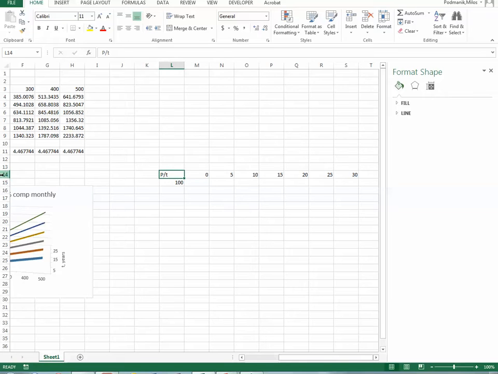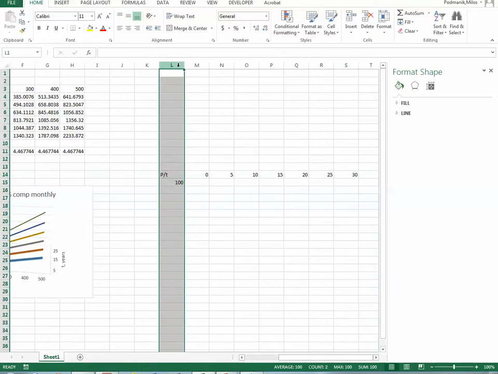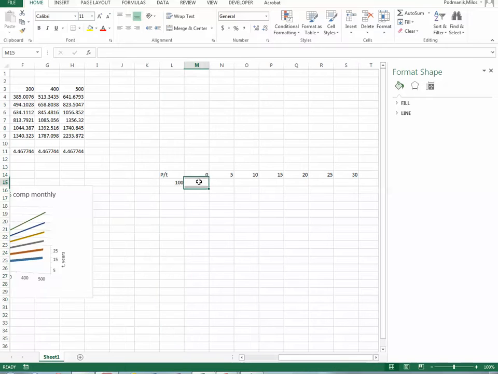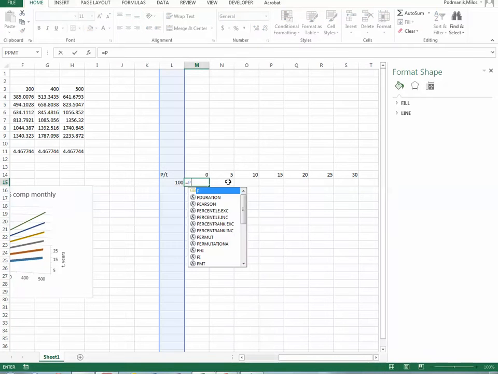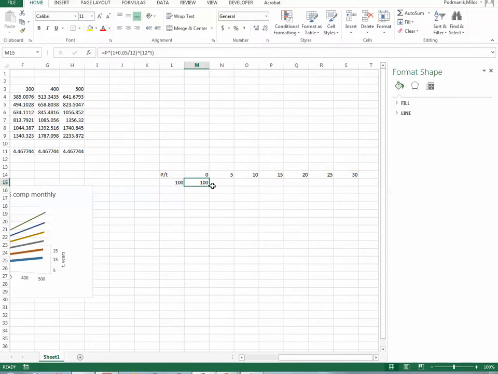So now I'm going to relabel these. I'll call this row my t, my time. I'll have to give it a different name because I've already named another row time, and I'll just name this column p for the present value. And now I can just do p times (1 plus 0.05 divided by 12) raised to the 12 times t power. All right, good. It's referencing all the values I want.